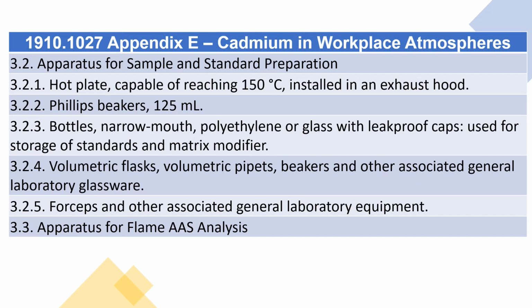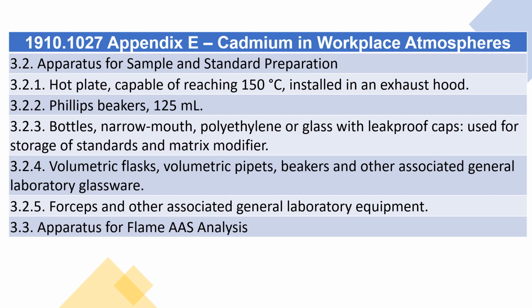3.2. Apparatus for sample and standard preparation. 3.2.1. Hot plate, capable of reaching 150 degrees Celsius, installed in an exhaust hood. 3.2.2. Phillips beakers, 125 milliliters. 3.2.3. Bottles, narrowmouth, polyethylene or glass with leak-proof caps, used for storage of standards and matrix modifier. 3.2.4. Volumetric flasks, volumetric pipettes, beakers, and other associated general laboratory glassware. 3.2.5. Forceps and other associated general laboratory equipment.